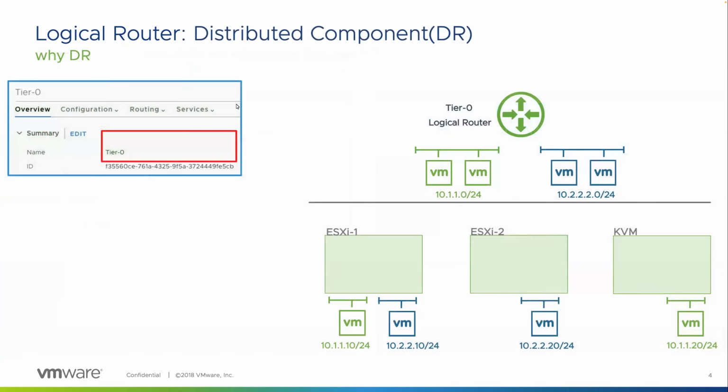Okay. So why do we need a distributed router, or why do we need the distributed routing function? Here we demonstrate this. We have a logical router, which is the green one. We have two segments with 4 VMs.